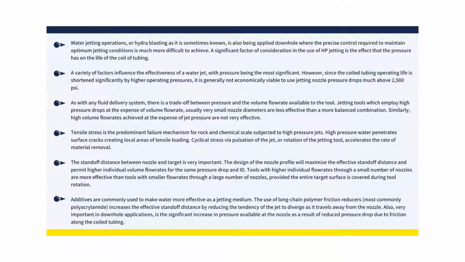Additives are commonly used to make water more effective as a jetting medium. The use of long-chain polymer friction reducers, most commonly polyacrylamide, increases the effective standoff distance by reducing the tendency of the jet to diverge as it travels away from the nozzle. Also, very important in downhole applications, is the significant increase in pressure available at the nozzle as a result of reduced pressure drop due to friction along the coiled tubing.